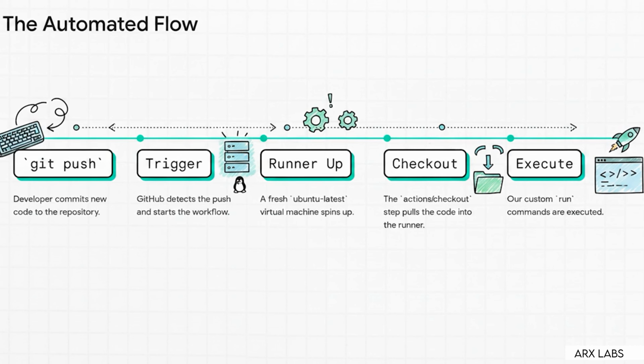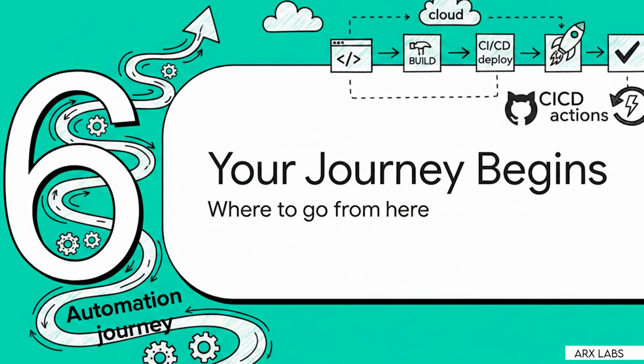Now, obviously, our echo deploying is just a placeholder, but you can imagine replacing that with real commands to build your project, run your tests, and push it to a server. And boom, that's it. It's a complete automated flow, all kicked off by a simple push. And honestly, that's pretty much it. You now know the core concepts of building a CI/CD pipeline with GitHub Actions. Pretty cool, right? So, where do we go from here?